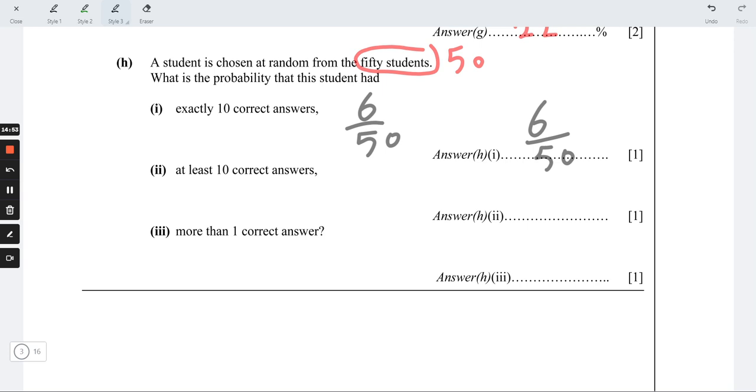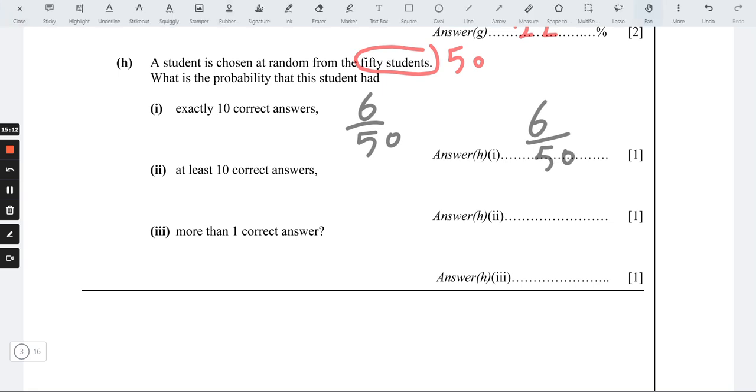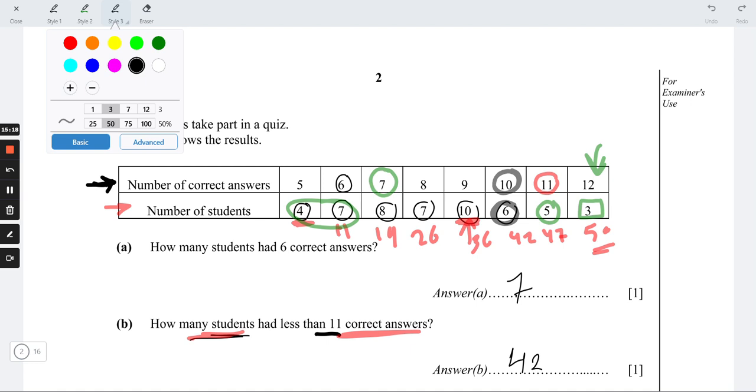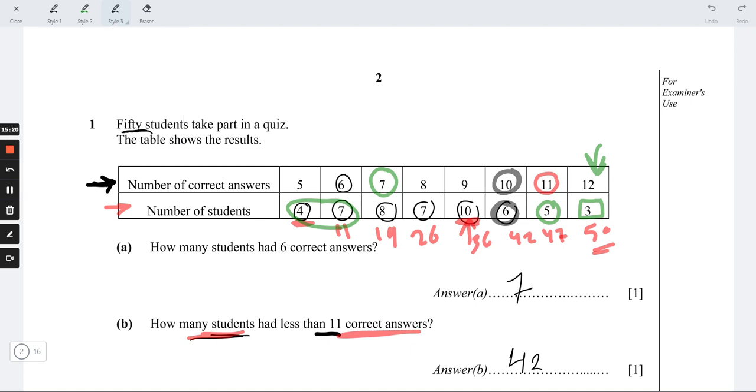It's allowed. So 6 over 50. Now the second question: at least 10 correct answers. At least 10 correct answers means the minimum is 10. So you have to think with minimum and above. The minimum is 10 here, so 10 and above.